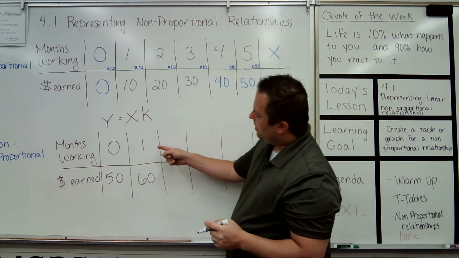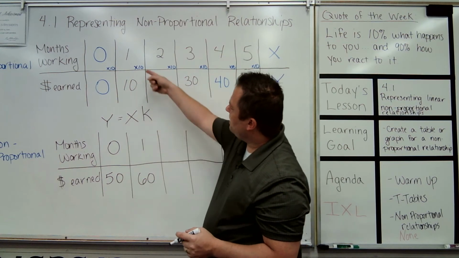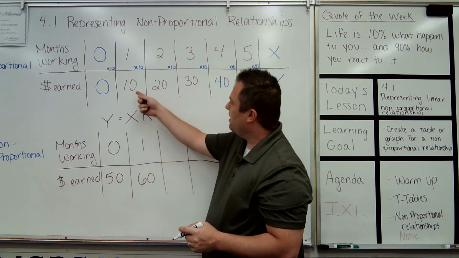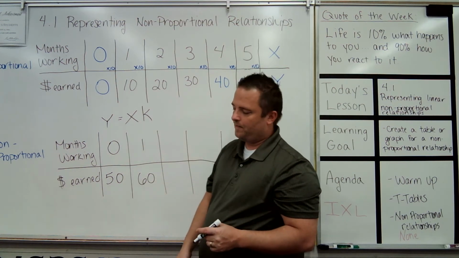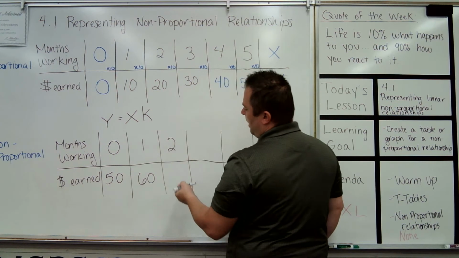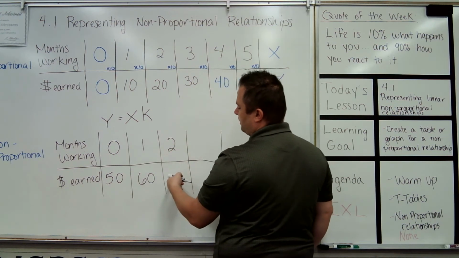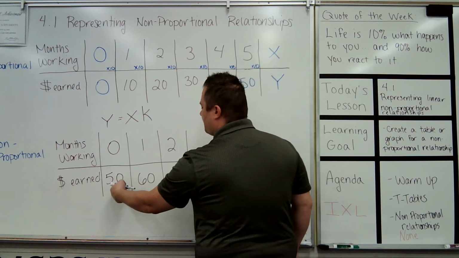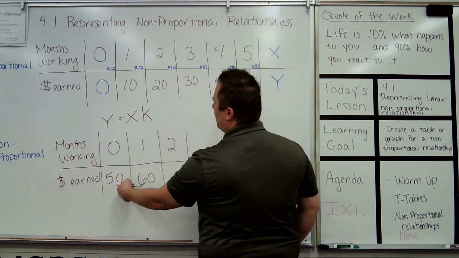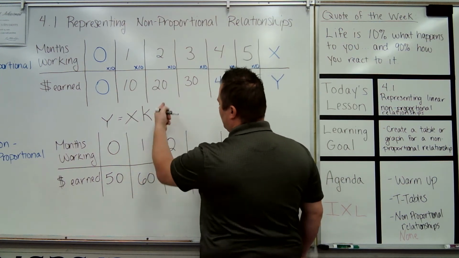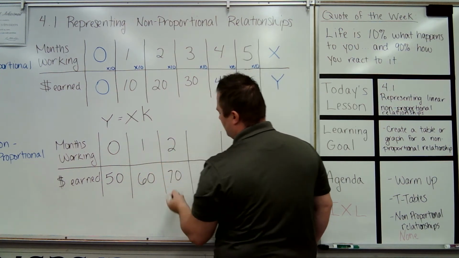Okay? I earned the same $10, but I already had $50 in my bank account. So the 50 plus the 10 is 60. If I worked for a second month, I would make 10 additional dollars to the 60 that I already had. If I didn't work at all, I had 50 in my pocket, but if I worked for 2 months, I had 20 more dollars to that. So the 50 plus the 20 is 70.